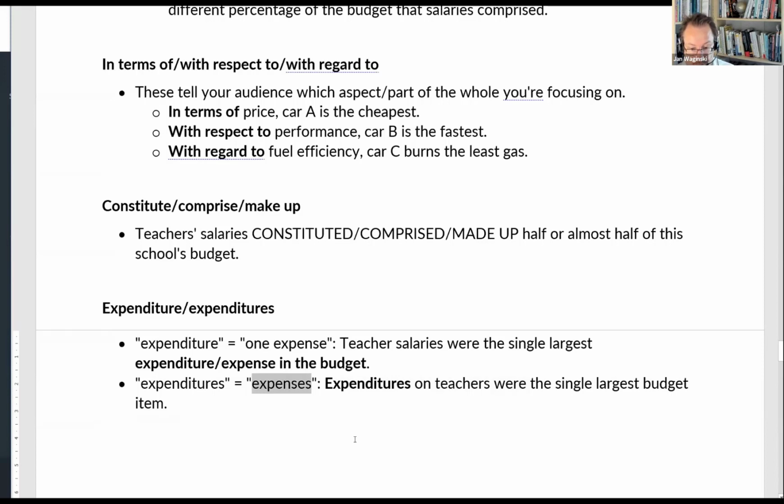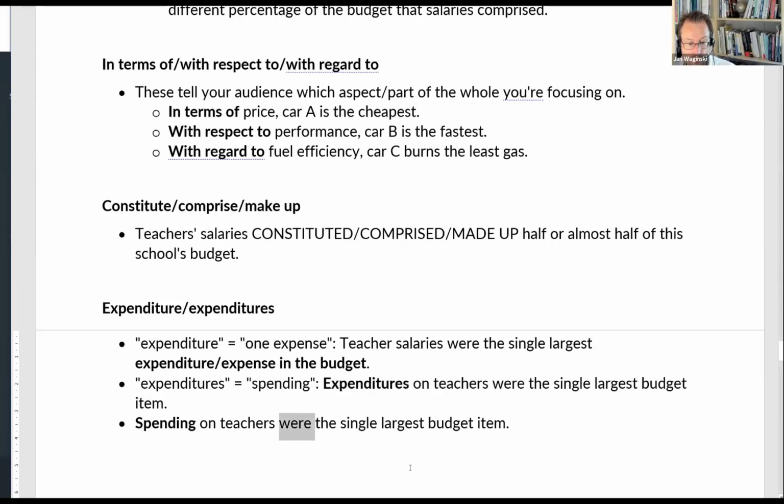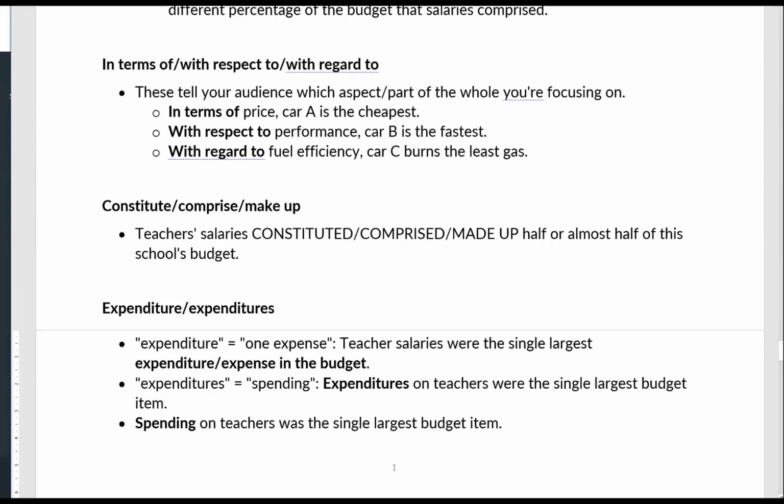Sorry, this should be spending. The problem is that spending is uncountable. So if you change this to spending, this needs to be passive, active. So was. So it's not teachers were, it's spending was. This is not the subject, this is the subject.